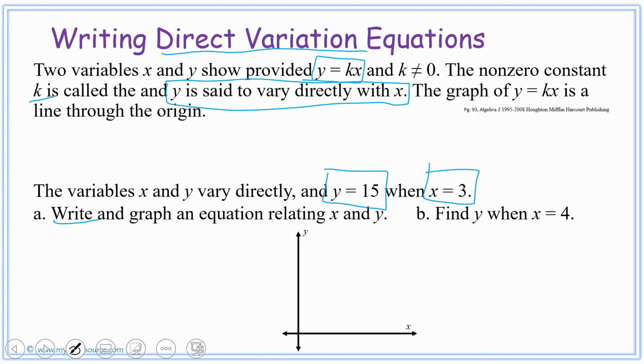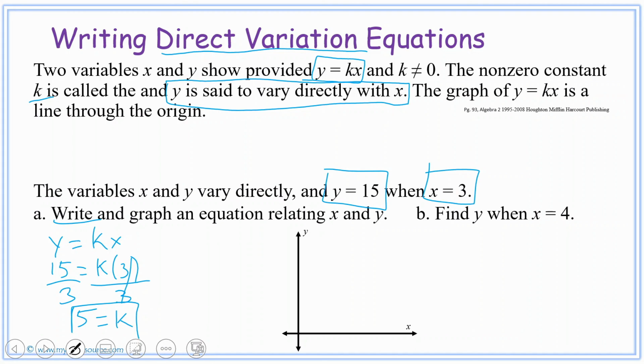First thing, we want to write an equation that relates the x and the y. And the way that we do that, we just use y equals kx. And we're looking for the constant first. So if y equals kx, we have 15 for y. We don't know what the k is yet, but we do know x. So we just need the constant, so we just divide both sides by 3. 15 divided by 3 is 5. So that's my constant, k equals 5.